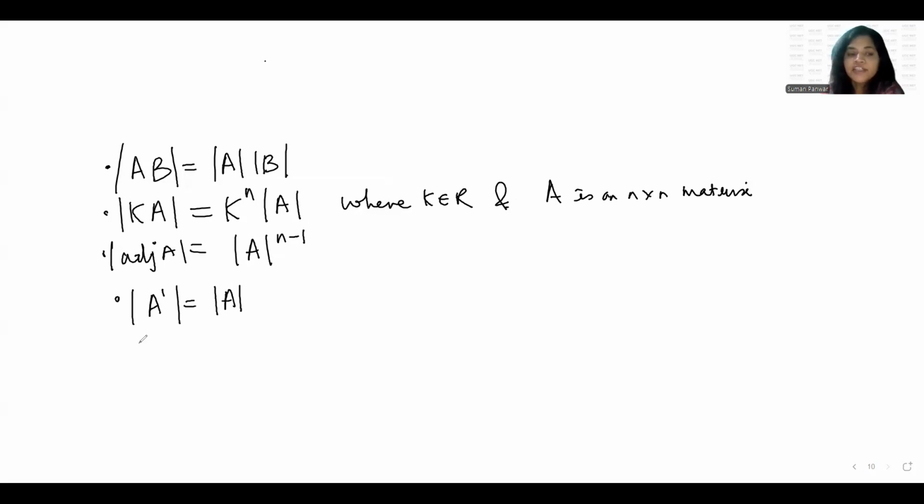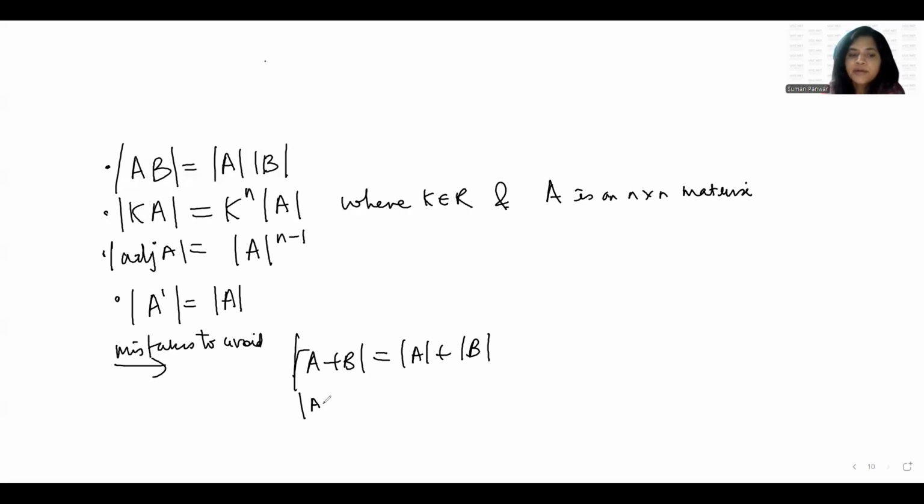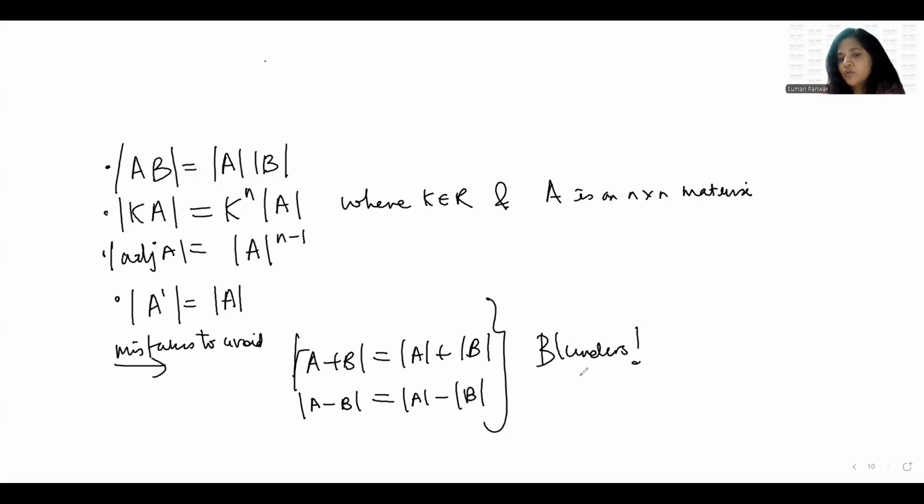There are certain mistakes that should be avoided. You cannot have determinant of A plus B equal to determinant of A plus determinant of B. Determinant of A minus B is not equal to determinant A minus determinant of B. These are blunders. Please don't commit them. This is not true. Only this, and this is true.